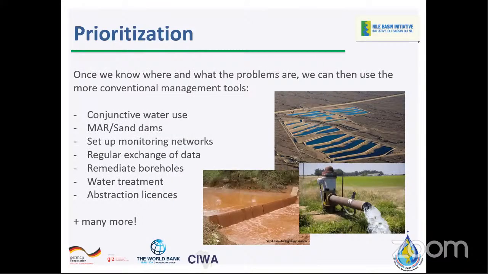Once we understand what and where the key aquifer pressures are within a transboundary aquifer, we can then look at the more conventional management tools to intervene and improve the situation. Examples of what could be considered are conjunctive water use, managed aquifer recharge, borehole remediation, including stricter abstraction licenses, and many other options.